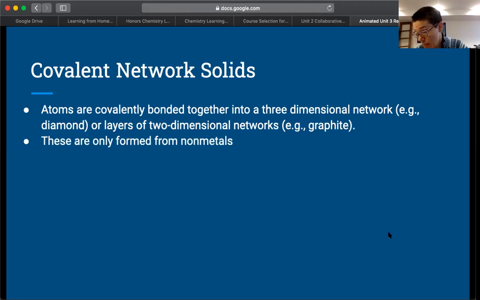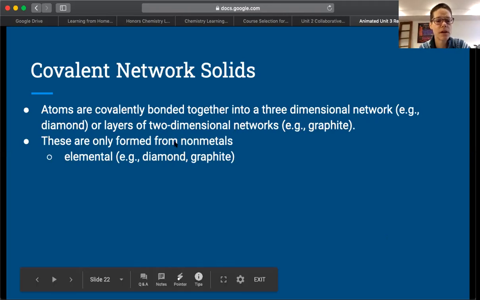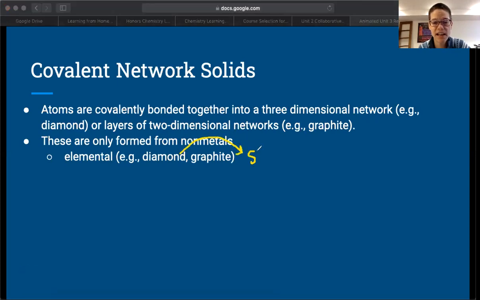They only happen with nonmetals, and there are not even that many examples of them. So we have diamond and graphite, which are both forms of carbon, and the difference between those: diamond is carbon with sp3 hybridization, making tetrahedrals. And graphite is carbon with sp2 hybridization, making flat planes. That's the difference between them, which is kind of weird, but so be it.